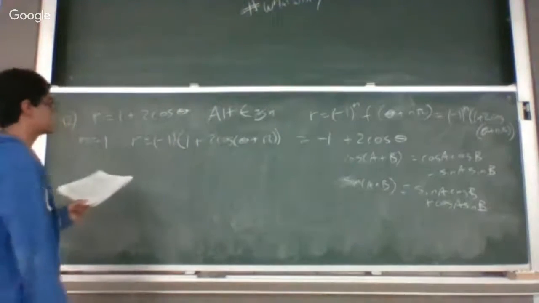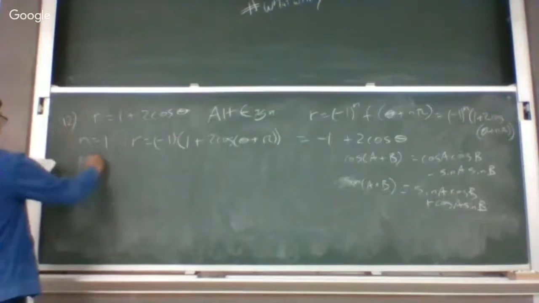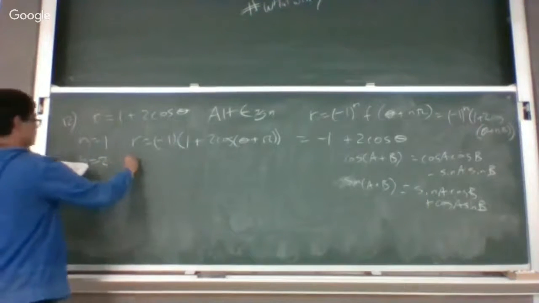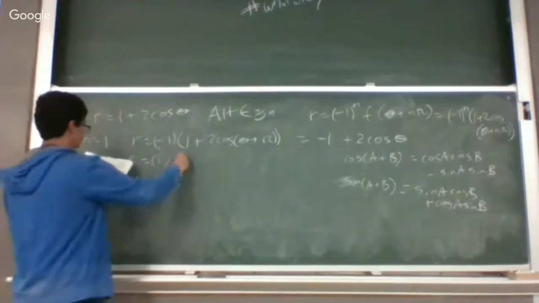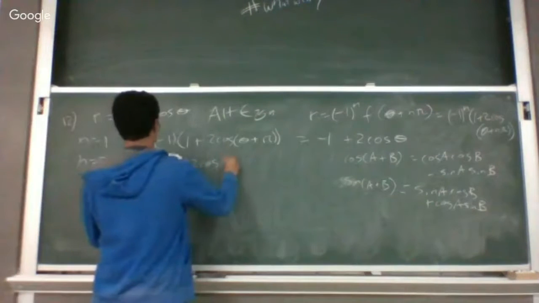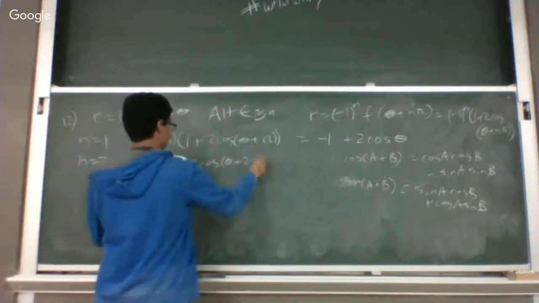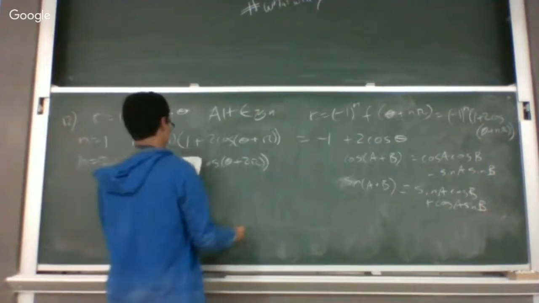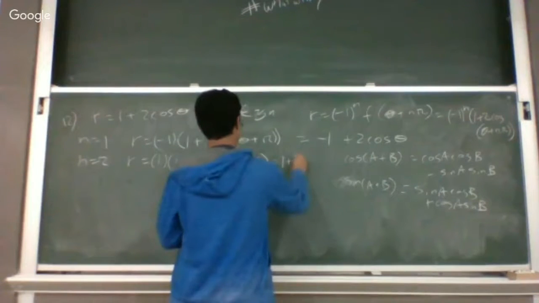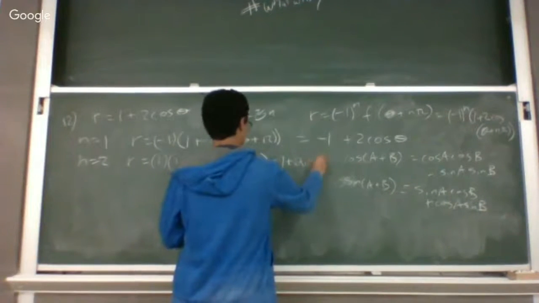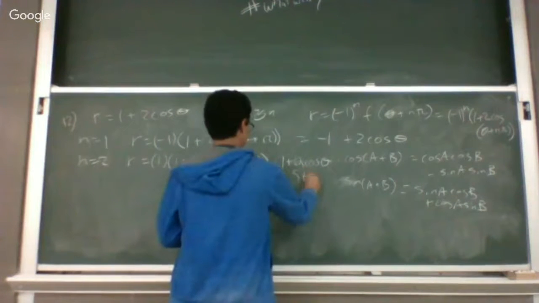So that's one equation. For n equal to 2, r is equal to 1 times 1 plus 2 cosine of theta plus 2 pi. That ends up being the same thing. So we stop.